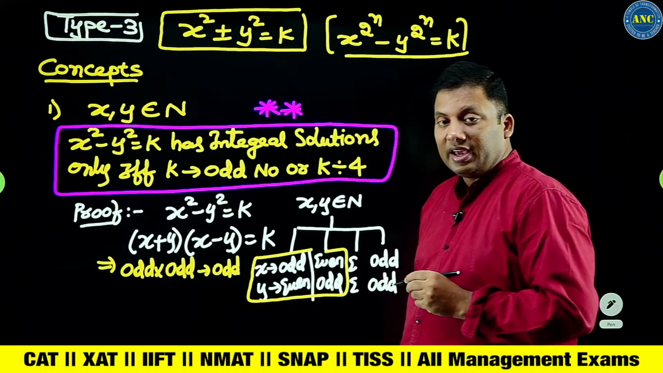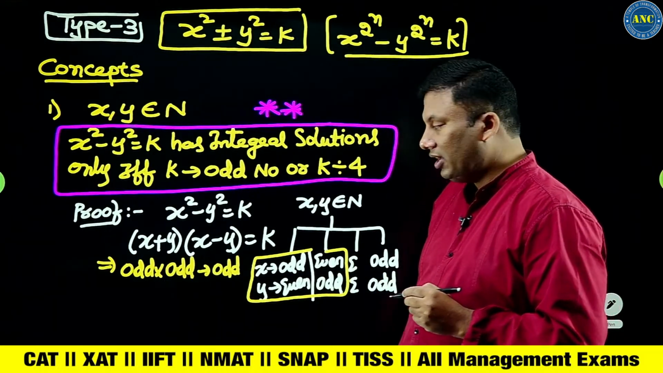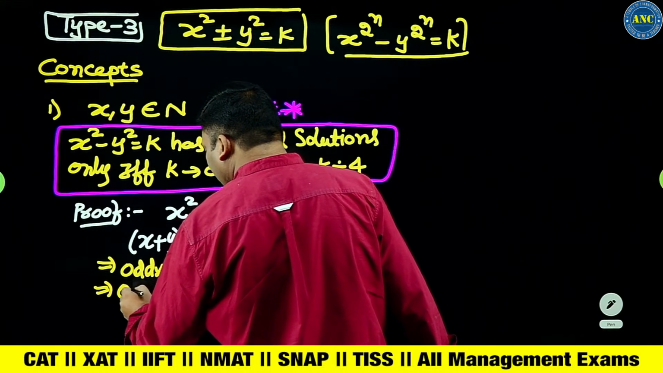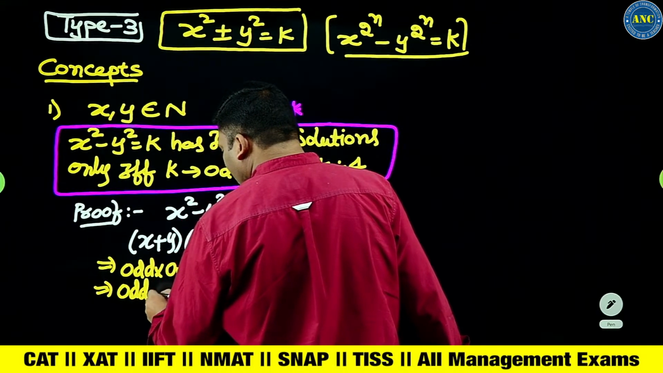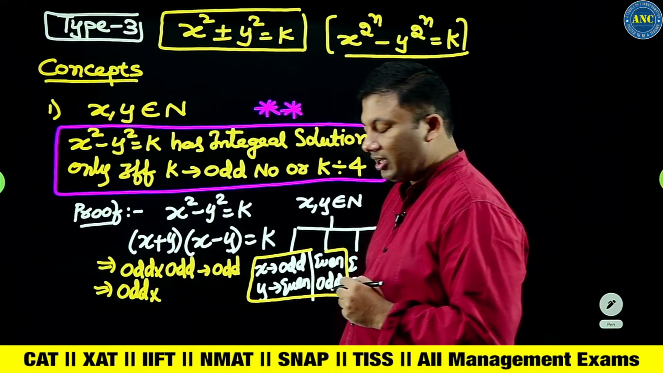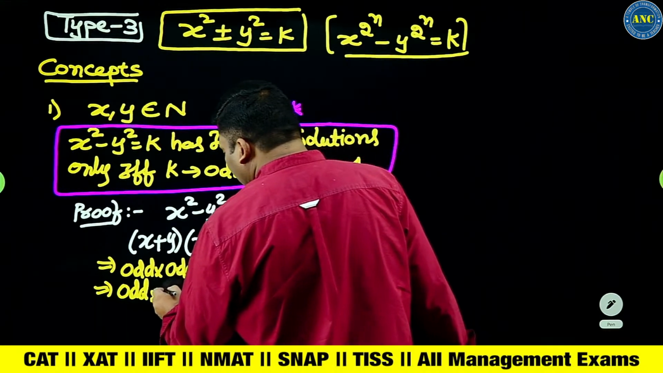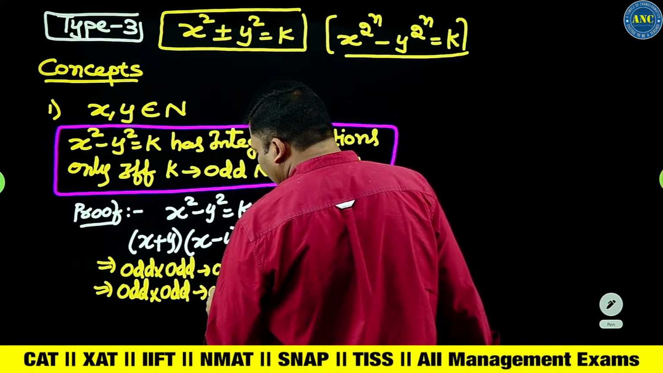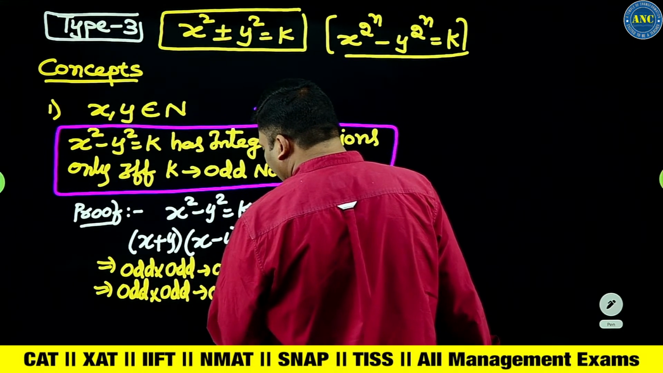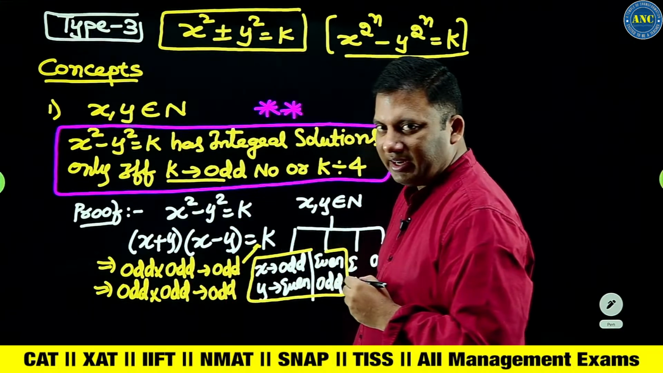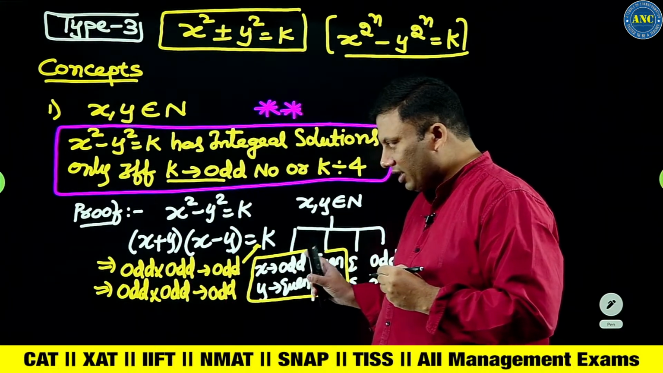Second case, x is an even number, y is an odd number. Even plus odd, it is an odd number. Next case, even minus odd. Even minus odd, it is an odd number. Odd into odd: any two odd numbers, if I multiply, the answer will be an odd number. Right hand side, it is an odd number. First two cases are over.